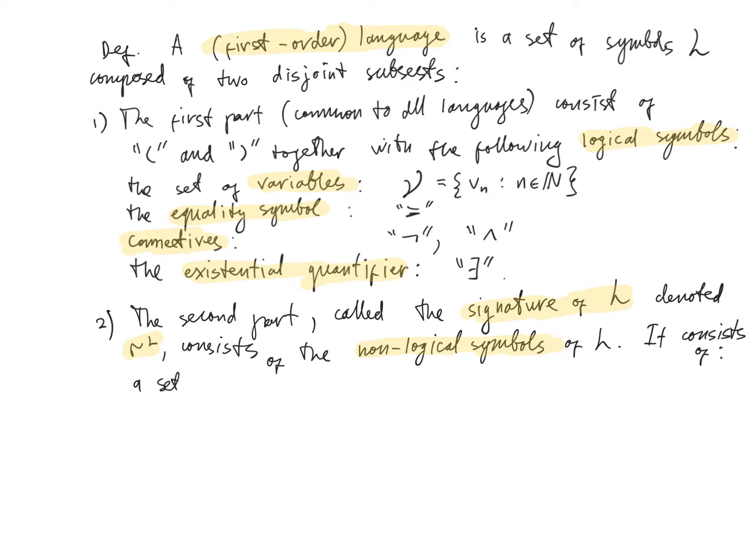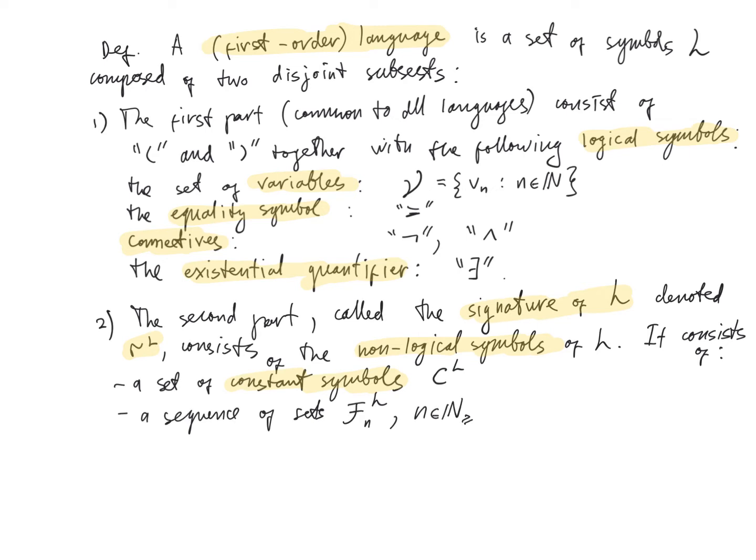First, a set of constant symbols, which we will denote as C^L. Second, a sequence of sets F_n^L. So L still represents that all of them correspond to the language L, and n is a natural number greater or equal than 1, where the elements of the set F_n^L are called the n-ary function symbols.